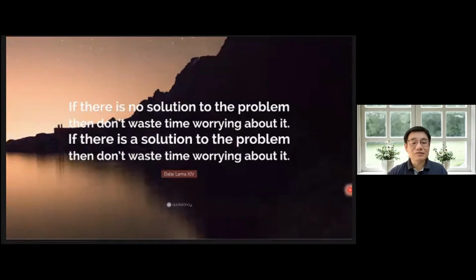If there is no solution, we've got to learn to accept it. Learn to accept it. Don't waste our energy worrying about something that is not within our control.